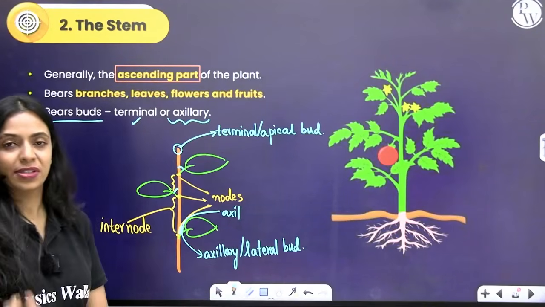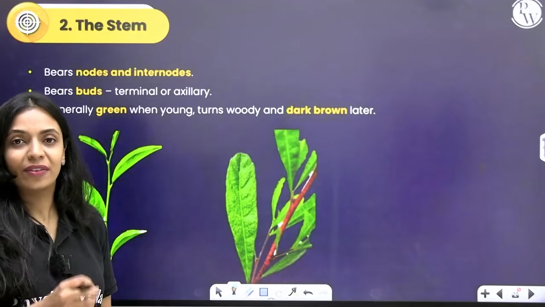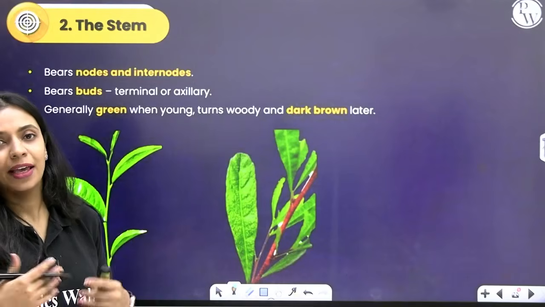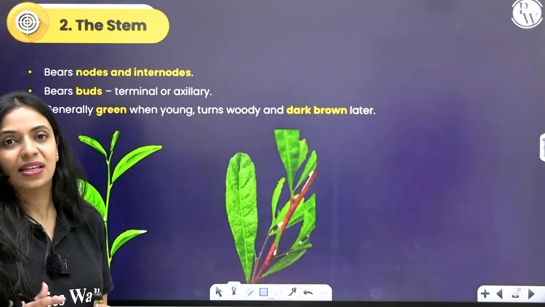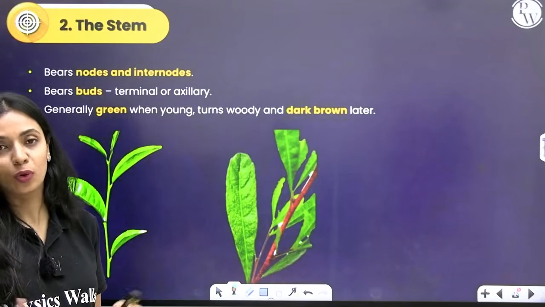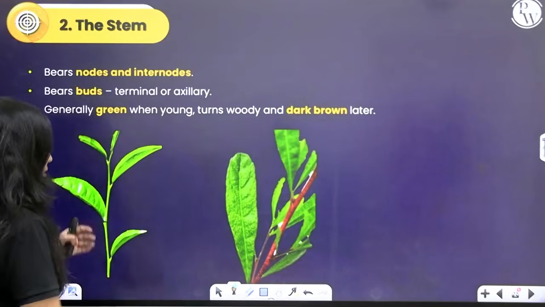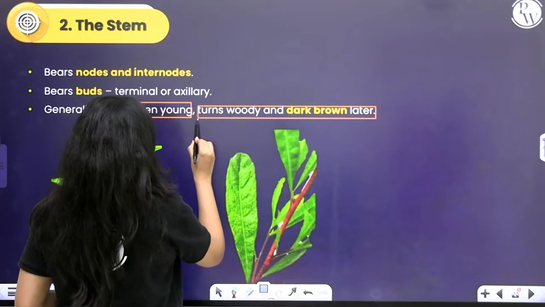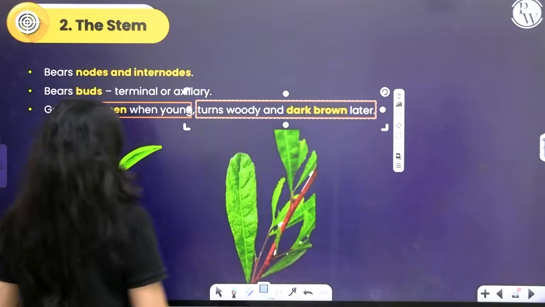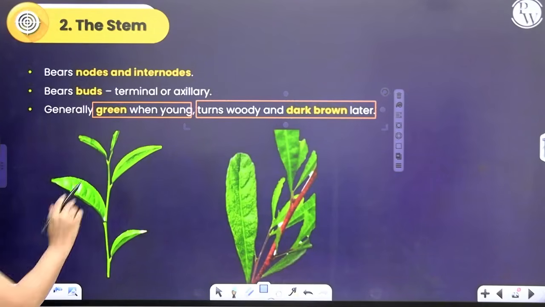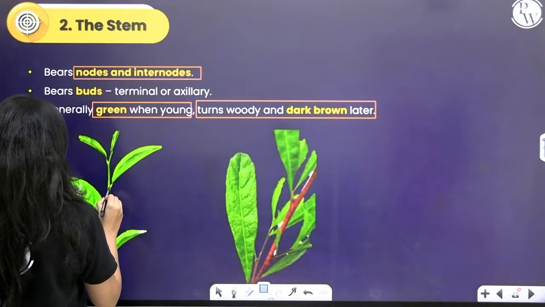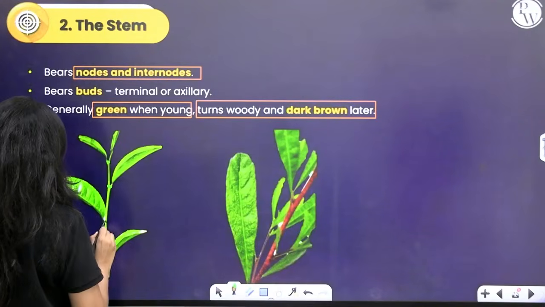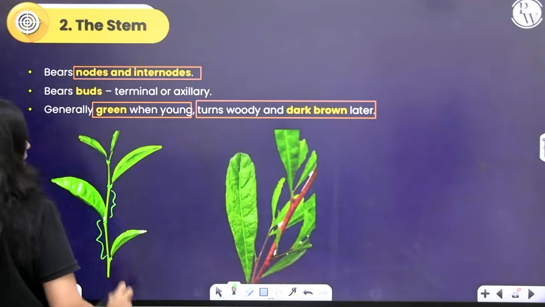Now the color of the stem, whenever the plant is young and flexible, it will be green in color, it will be photosynthetic. But as the plant grows older, in most cases, in case of shrubs and big trees, you can see that the stem turns brown, it will no longer be photosynthetic, right? So young stems are generally green and turn woody or dark brown later. Okay? Now, I already told you what nodes and internodes are. These points from which the leaves arise, they are the nodes. The region between the nodes, they are the internodes.